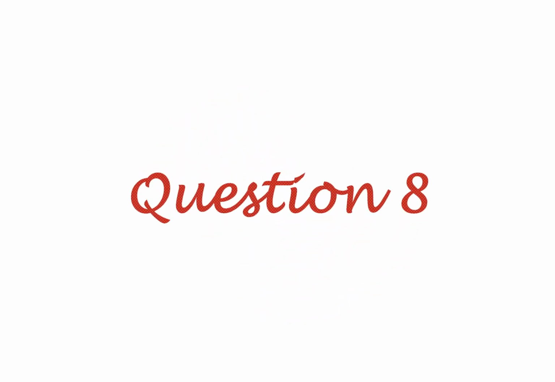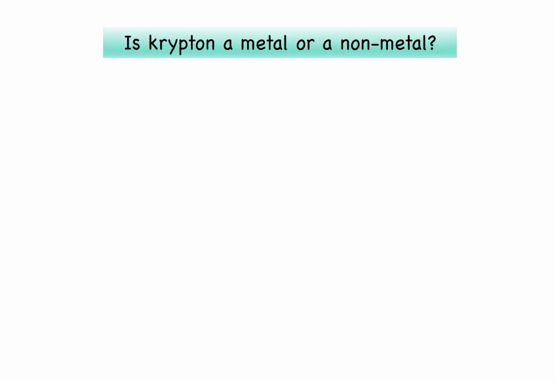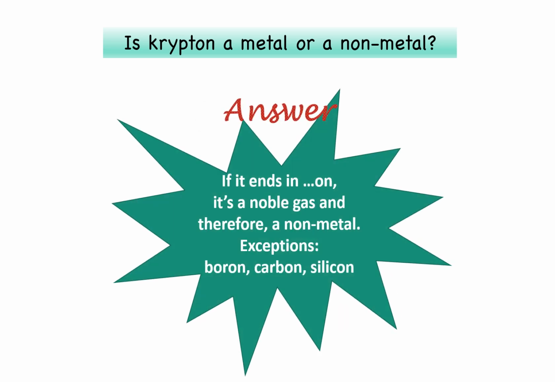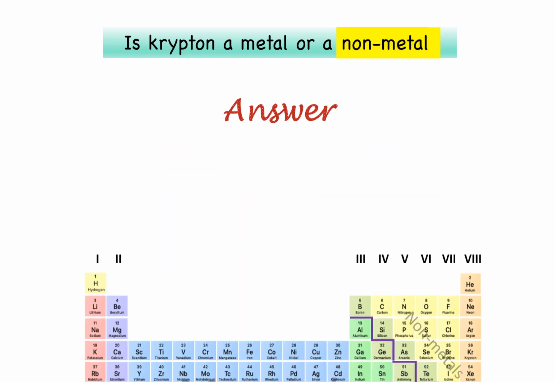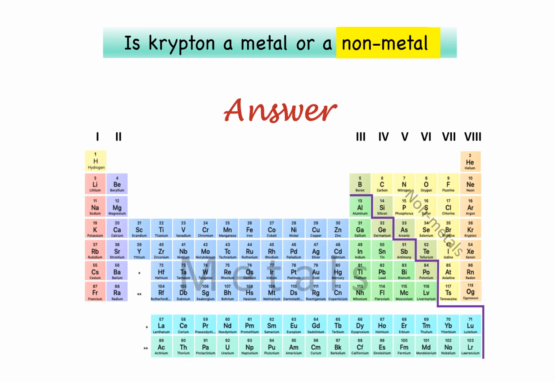The last question, question 8. Is krypton a metal or a non-metal? With the exception of boron, carbon, and silicon, all names that end in "on" are noble gases and therefore non-metals. Krypton's location on the right-hand side of the zigzag line on the periodic table indicates that it is a non-metal.